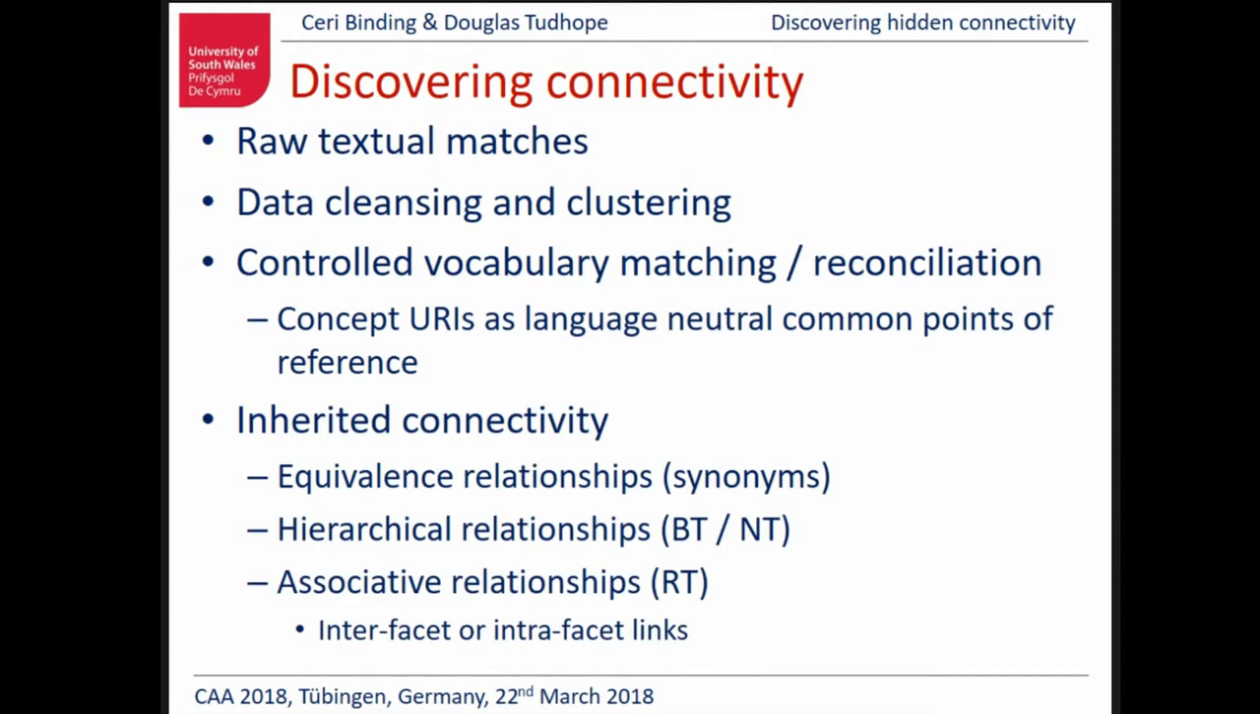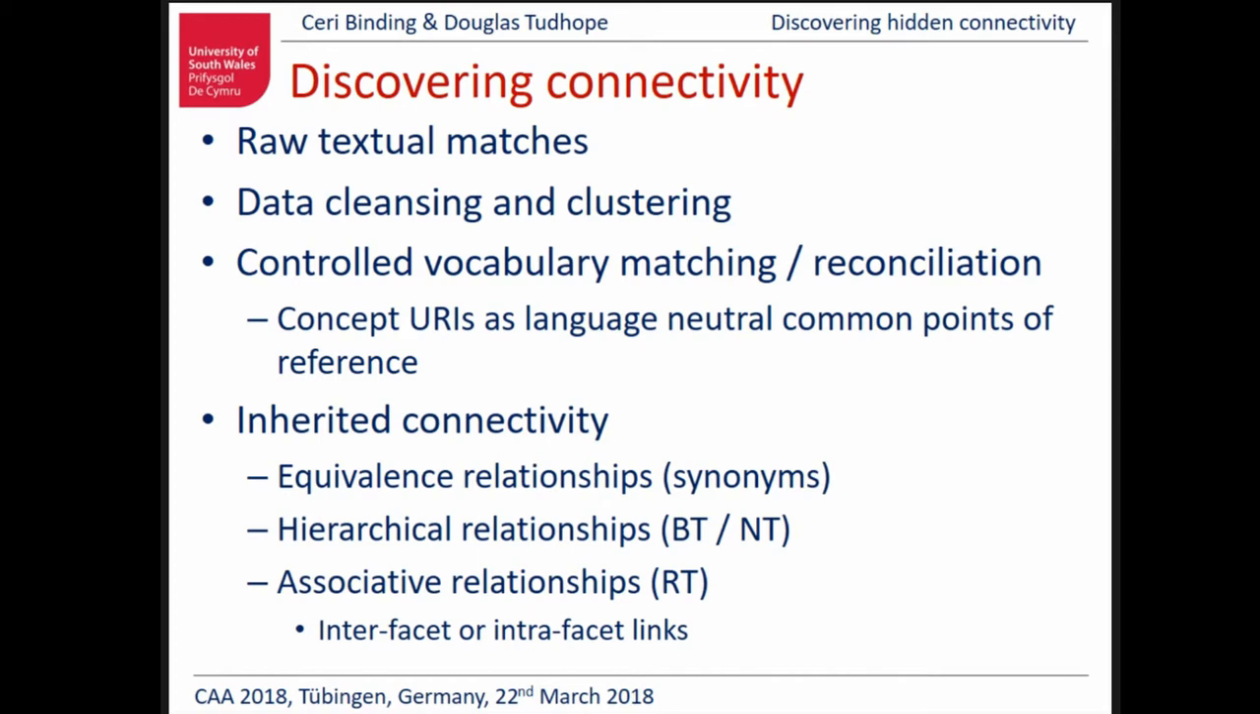So how do we discover connectivity between objects traditionally? There's a number of different ways. It's usually by finding some sort of familiarity, some sort of things that they have in common. We could do it at the level of raw textual matches. As we can see, with a lot of legacy data sets, that can be far from satisfactory. We can do data cleansing and clustering, and data cleansing in itself can rediscover connections that should have been there in the first place due to bad data entry policies. But there's things that you search for, and you just don't find them unless the data is clean.